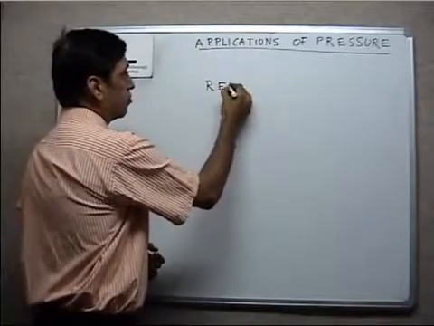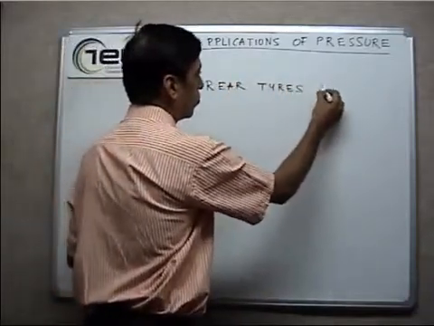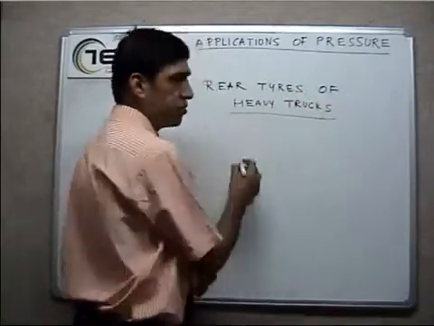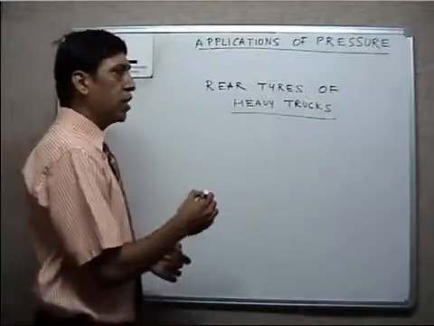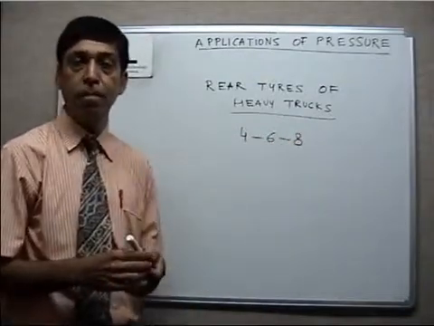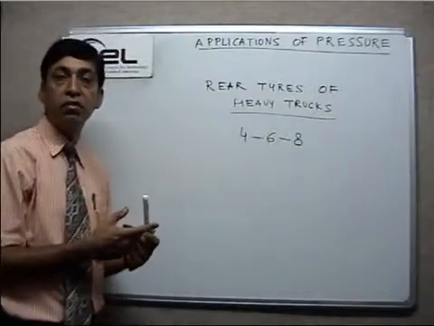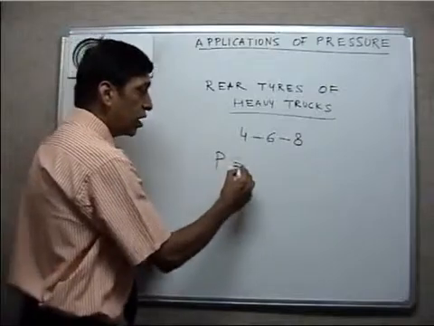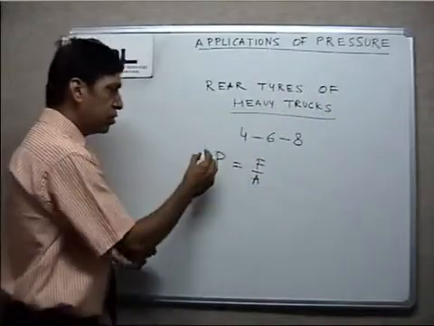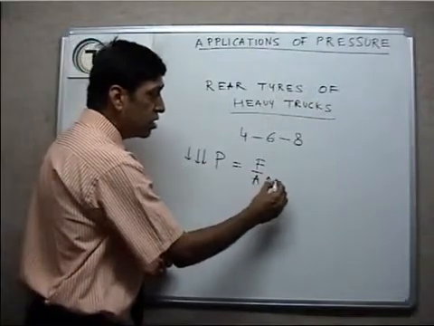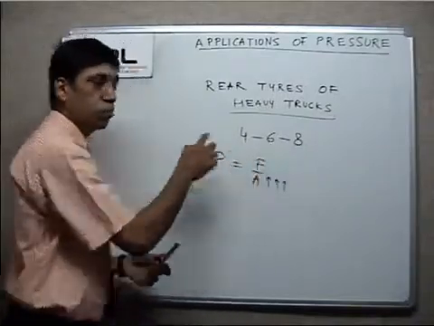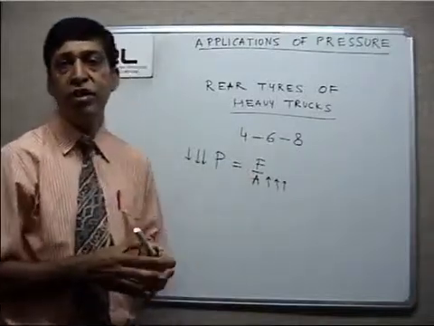The rear tires of heavy trucks. You must have seen trucks: in the front they have 2 tires, in the back they have either 4 or 6 or 8 tires, multiple tires. That is because the load they are carrying is at the back. So that the pressure they apply on the ground is less and they can move easily, they need to increase the area of contact. And to increase this area of contact, they have these multiple tires. More the number of tires, more will be the area on which they exert force.